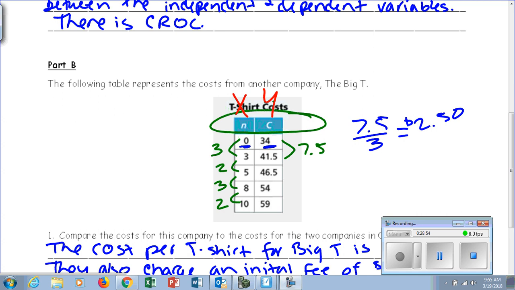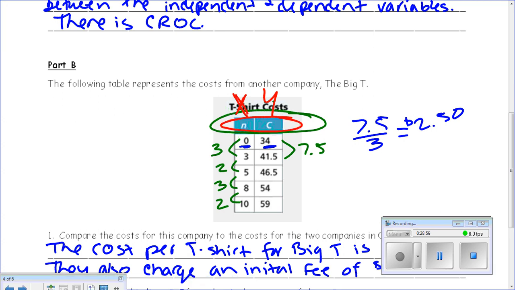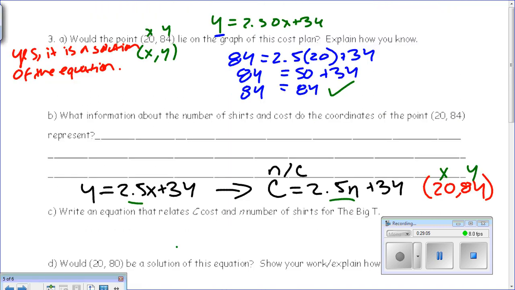So if we go back here and look at our table, N and C, well, this is our X, and this is our Y. So we can determine what to replace with N and C and what to replace with X and Y. So if we go back to our page, that's why we changed this N to an X and this C to a Y. So all we did is replace it with N and C because we're working with costs and number of shirts. X's and Y's kind of look a little fuzzy to us because we're not working with X's and Y's. We're working with costs and number of shirts, right?